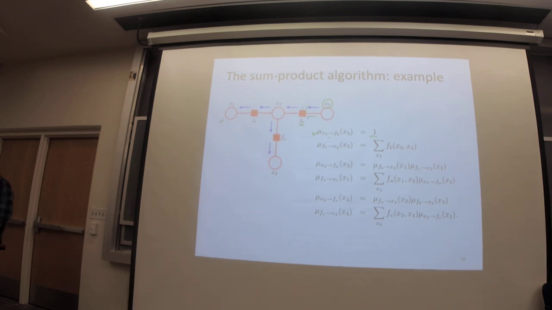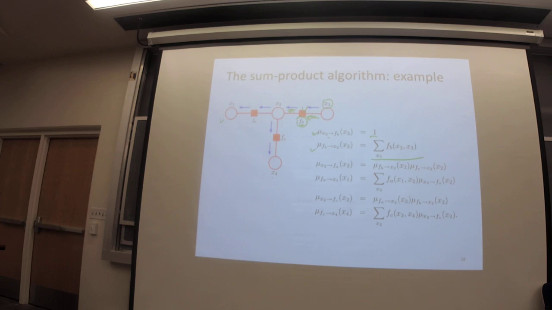Calculate here. And with this message, we can calculate the message from fb to x2, right? Here. And again, we apply the rule, which is multiplying the factor fb with a message from x3 to fb. Right? So this is 1. From x3 to fb is 1. So we just sum fb over x3. So we get a message from fb to x2.